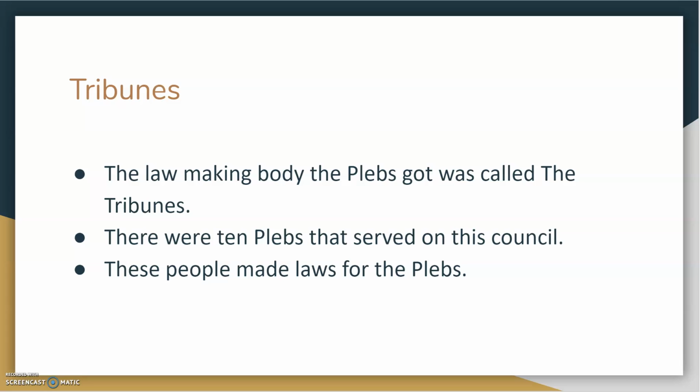One of the branches that was created after this was something called the tribunes. And so the tribunes was the lawmaking body that the plebs got. There were 10 plebs that served on this council, and they made laws just for the plebeian people. So they didn't make laws for the Senate, but they made laws for their people.